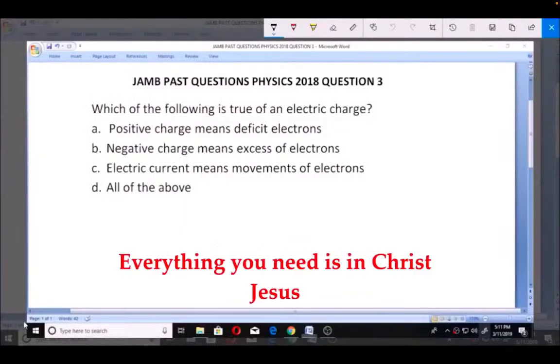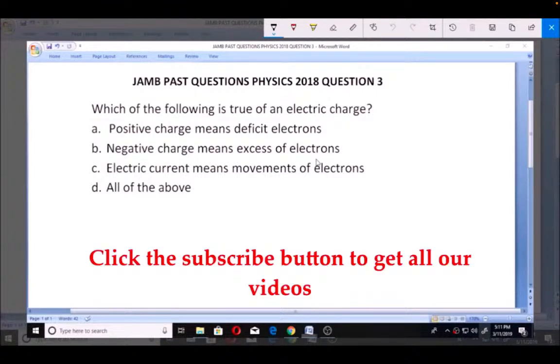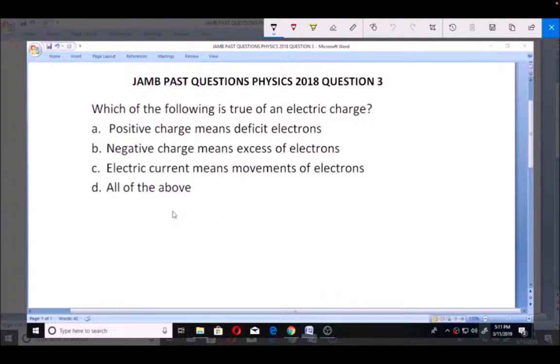Yes, let's look at this JAMB past question for Physics 2018. Question number 3. Which of the following is true of an electric charge? A. Positive charge means deficit electrons. B. Negative charge means excess electrons. C. Electric current means movement of electrons. D. All of the above.